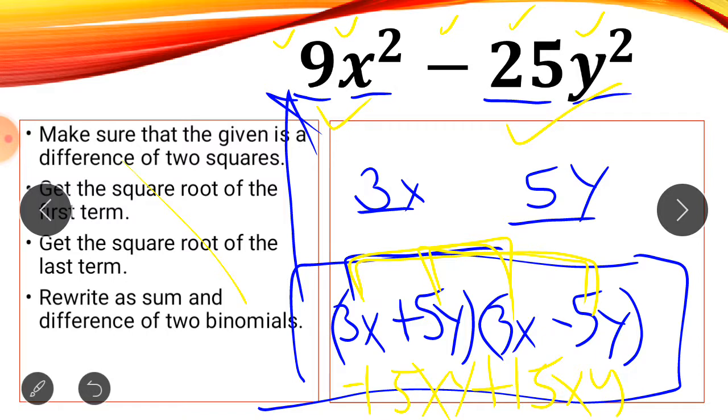So this will be cancelled because we have negative 15xy and positive 15xy. So this will become 0. So that will be cancelled, right? So therefore, this is the answer when you multiply these factors. Okay, so that means that our answer is correct.